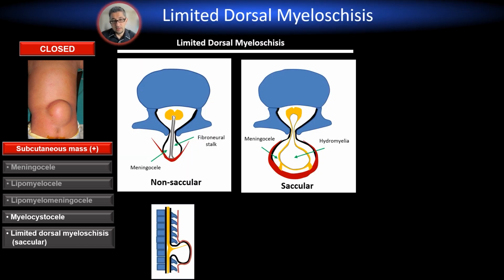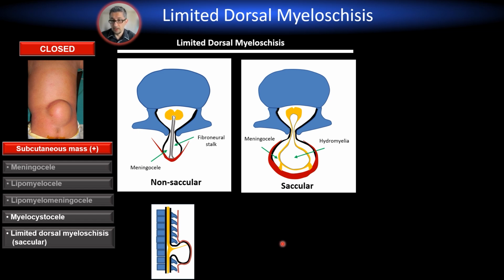In limited dorsal myeloschisis, the diagnosis is based on a cutaneous lesion and a fibroneural stalk, which is anchoring the spinal cord to the skin lesion. There may be hydromyelia in the stalk or not, and this is the source of the non-saccular and saccular terminology. And on the sagittal image, we can see the typical tenting of the spinal cord.